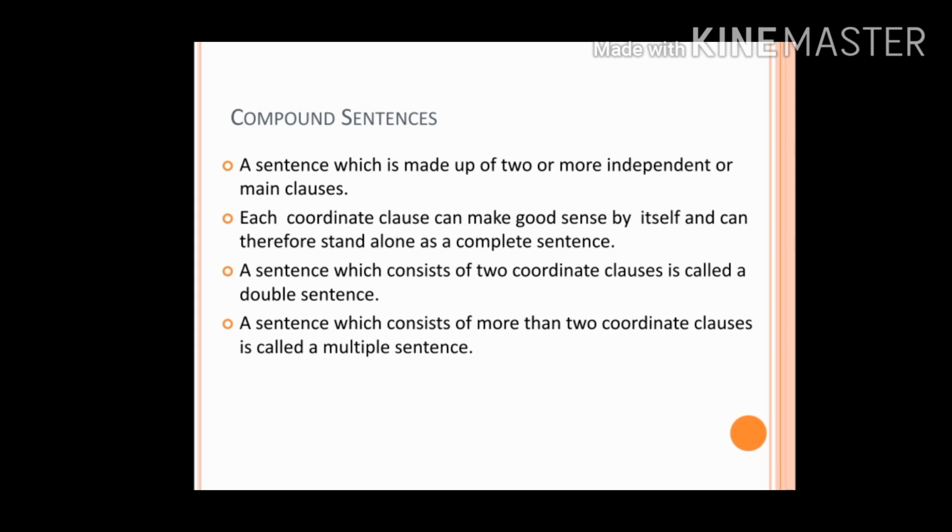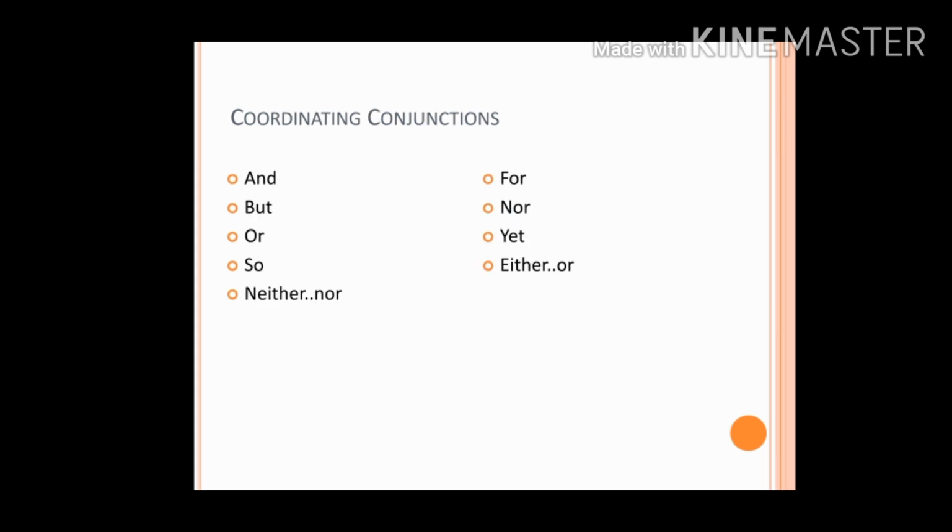We use coordinating conjunctions to make a compound sentence. The main coordinating conjunctions used are and, but, or, so, for, nor, etc. Here, "and" is used to connect similar ideas, "but" is used to connect opposite ideas, "or" is used to connect equally important choices, and "so" is used to connect equally important results or for a continuation of an idea.